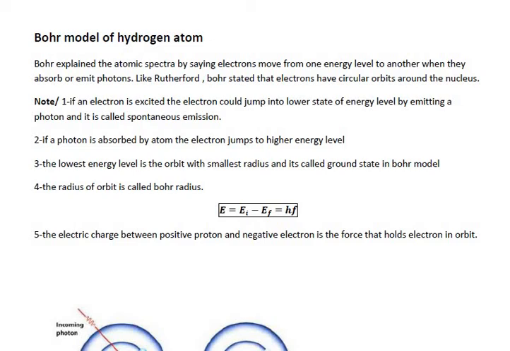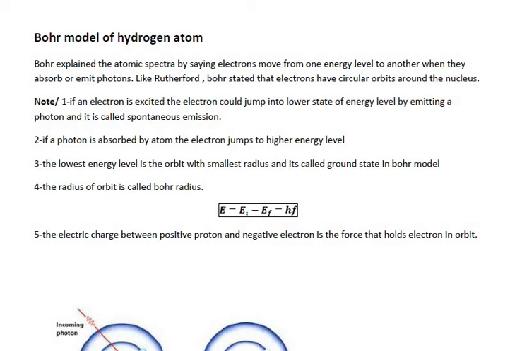Last lesson we talked about Rutherford's model and Bohr's model. Now we will continue on Bohr's model for hydrogen. As you can see, it says Bohr explained the atomic spectra by saying electrons move from one energy level to another when they absorb or emit photons. And like Rutherford, Bohr stated that electrons have circular orbits around the nucleus.